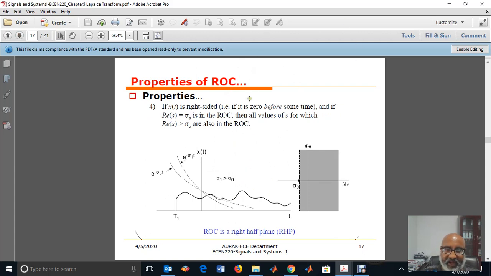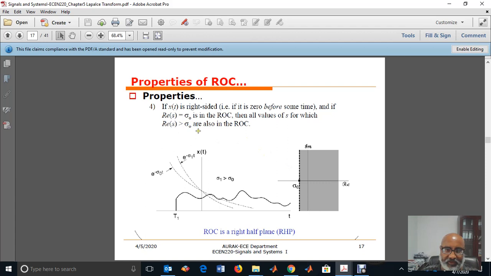If x of t is a right-sided signal, what is a right-sided signal? A signal which starts at a certain time t and goes to the right. That means it is zero before some time t. Then, if real of s equal to sigma naught is in the region of convergence, then all values of s, all sigma greater than sigma naught, are also in the region of convergence.